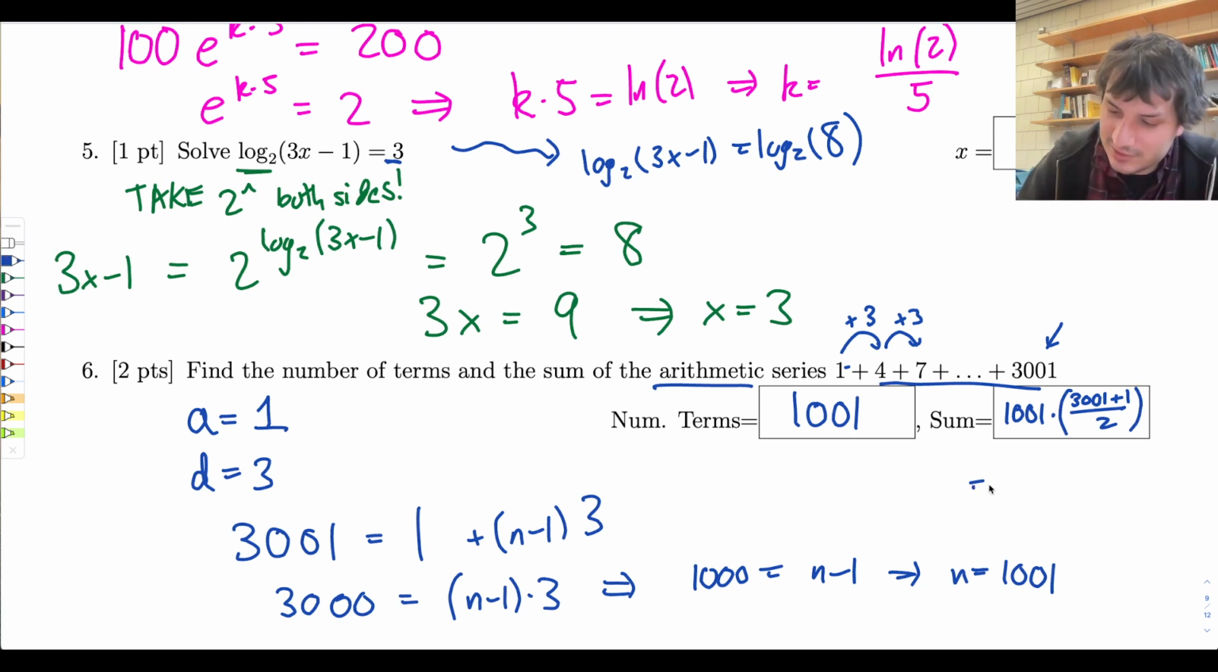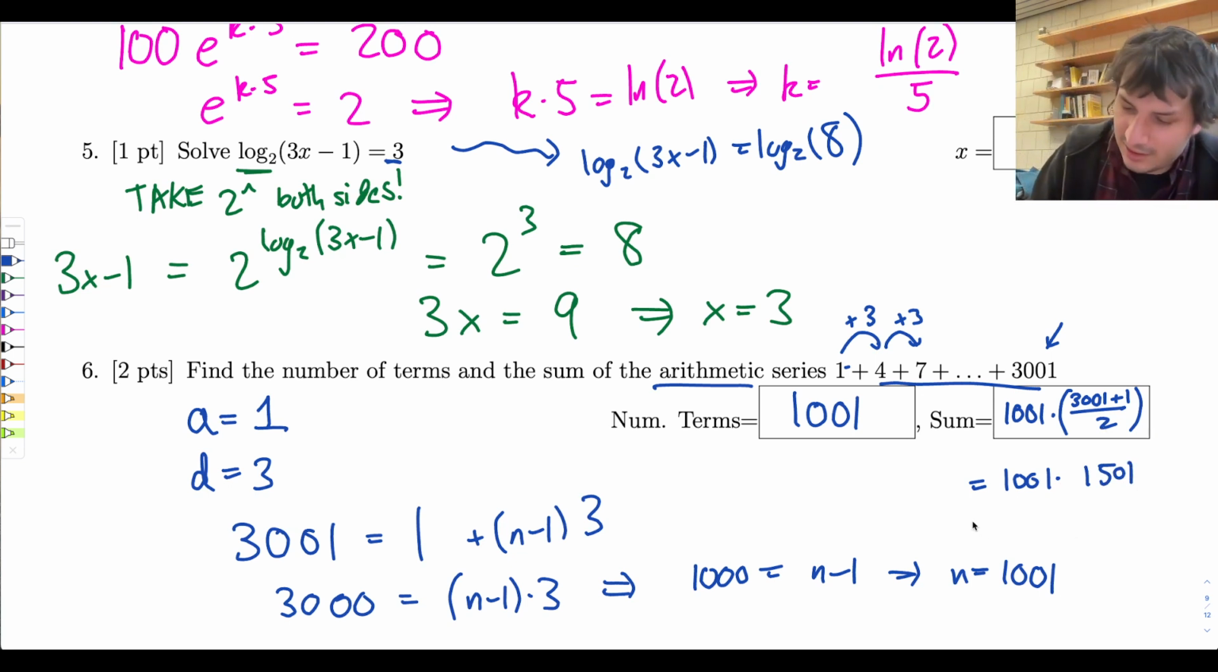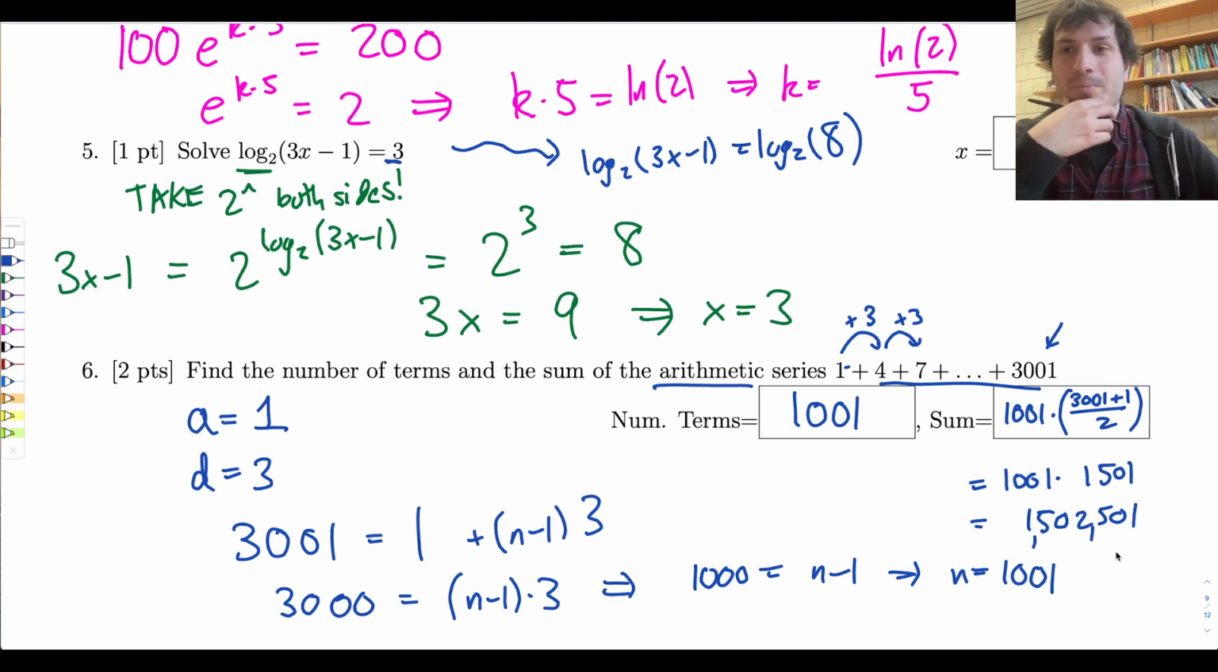If you want to simplify it a bit more, it's 1001 times 1501, right? 3001 plus 1 is 3002, divided by 2 is 1501. And if you write that out, it's 1501 plus 1501, like this. So, doing this in my head quickly, of course you guys had calculators on the exam, you get 1,500,000 plus 1,501, which is 1,501,501. That should be the answer.